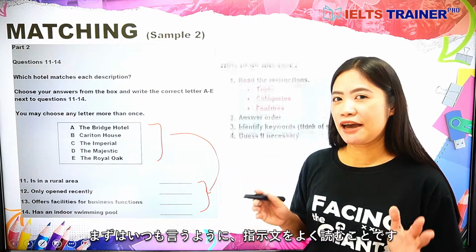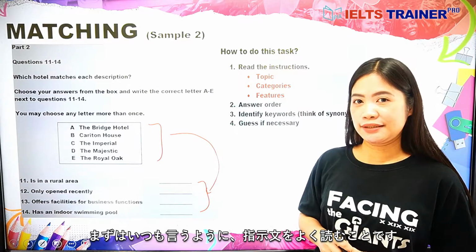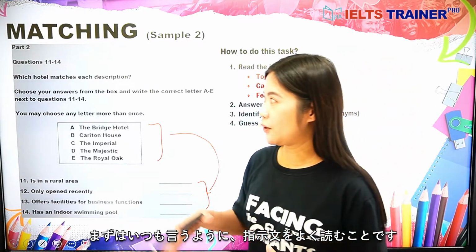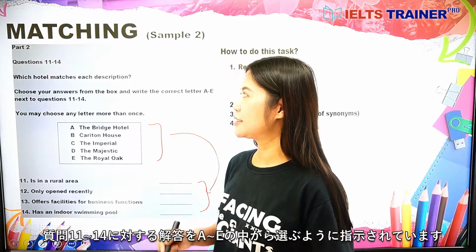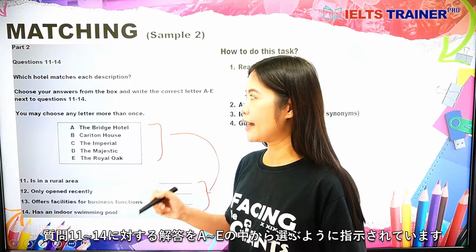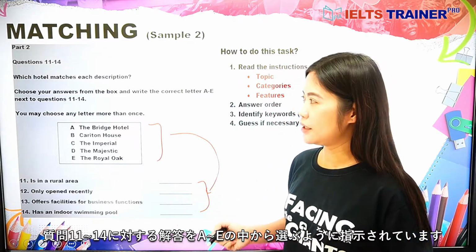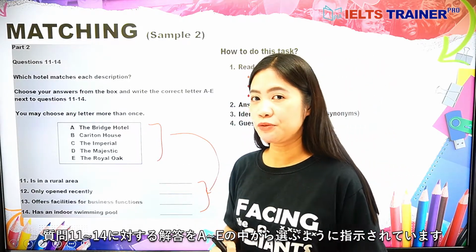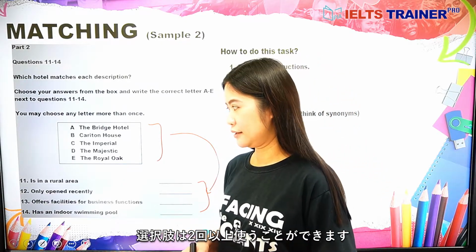First, as I have repeatedly said, read the instructions very carefully. So questions 11 to 14, which hotel matches each description? Choose your answers from the box and write the correct letter A to E next to questions 11 to 14. You may choose any letter more than once.